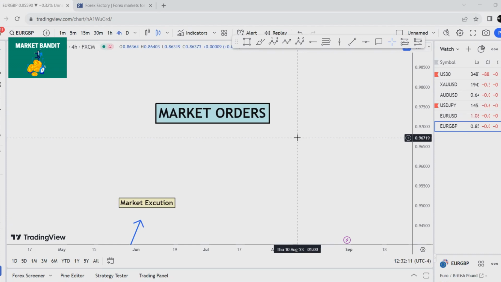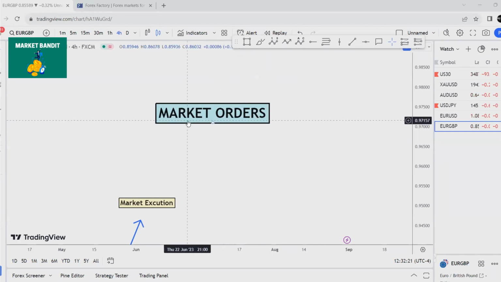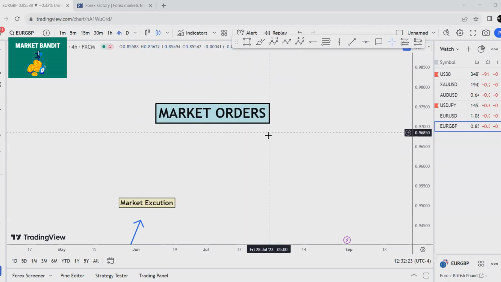Today we'll be diving into a fundamental aspect of forex trading. We'll be talking about the different order types and market orders, right? There are five. I think there's actually seven, but we're going to be covering the five order types. The first one is market execution. Then we also have buy limit, sell limit, buy stop, and sell stop.